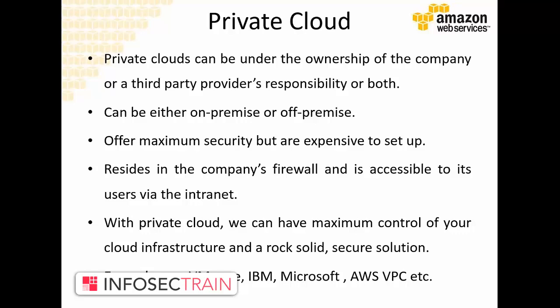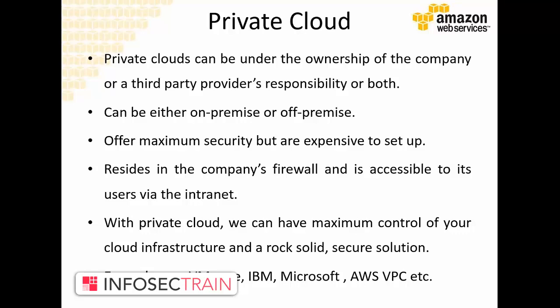So what is the difference, team, between the on-premises private cloud and the off-premises private cloud? The difference is, if you're using an off-premises private cloud, it will always be under a third party. For example, Amazon is an example, Azure is an example.